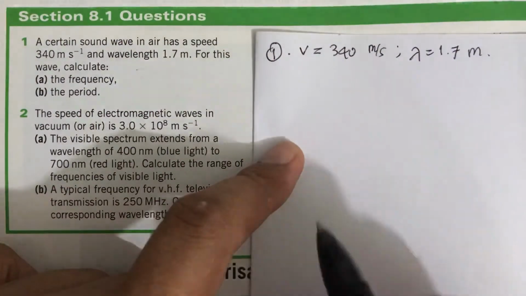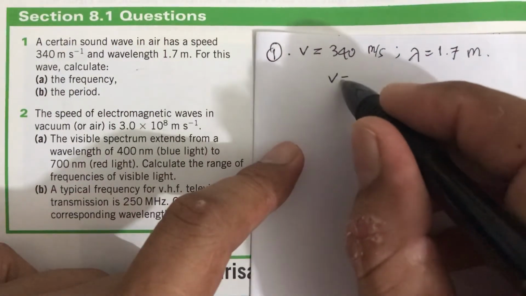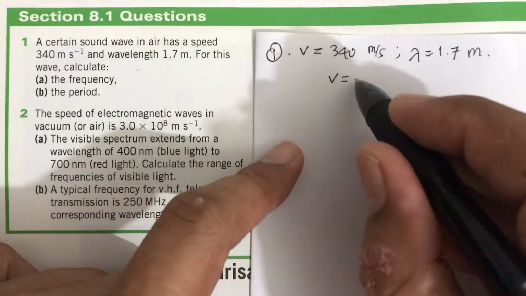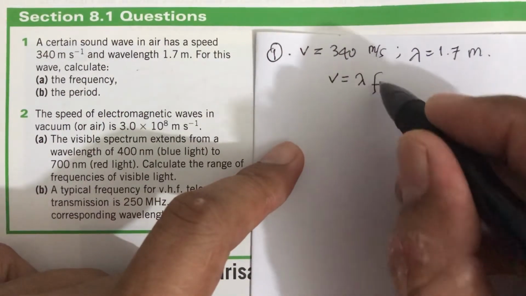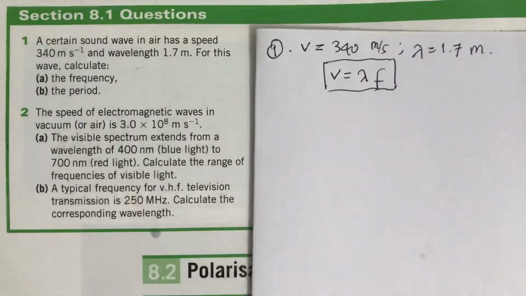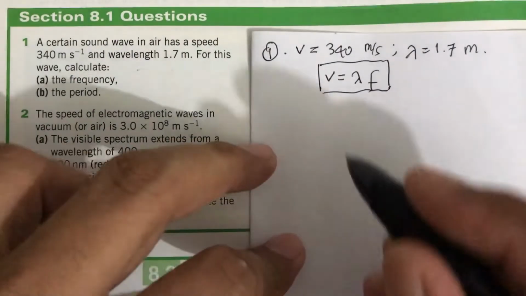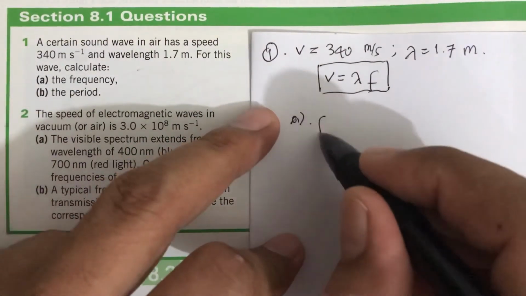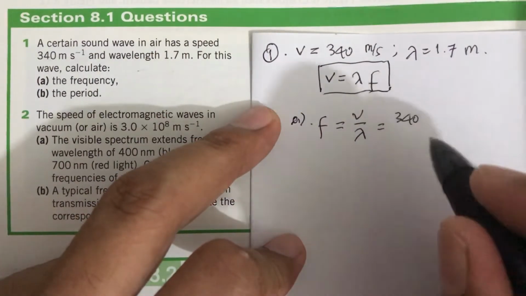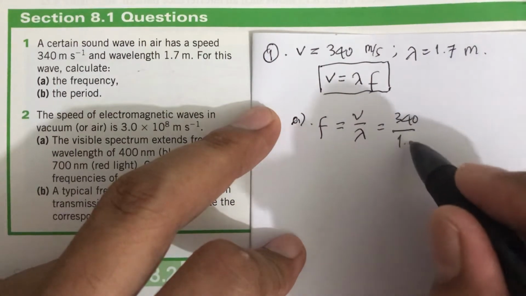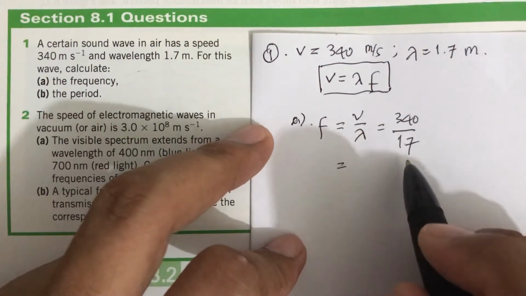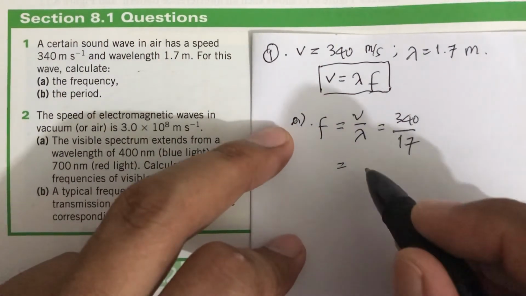Question A. We have a formula for the relationship between V, lambda, and frequency. We know that V equals lambda times frequency. So to find the frequency, f is V over lambda, right? V is 340 meters per second and lambda is 1.7. So 34 divided by 17 is 2, right?